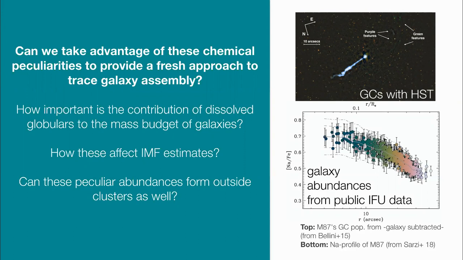So we're going to quantify how important is the contribution of dissolved globular clusters to the mass budget of these galaxies, and how these abundance variations affect the IMF estimates. And if we cannot explain it with a normal globular cluster disruption, maybe this is telling us that these stars with funny chemistry are also forming outside clusters as well, which will bring a new take on the problem of these abundance variations.